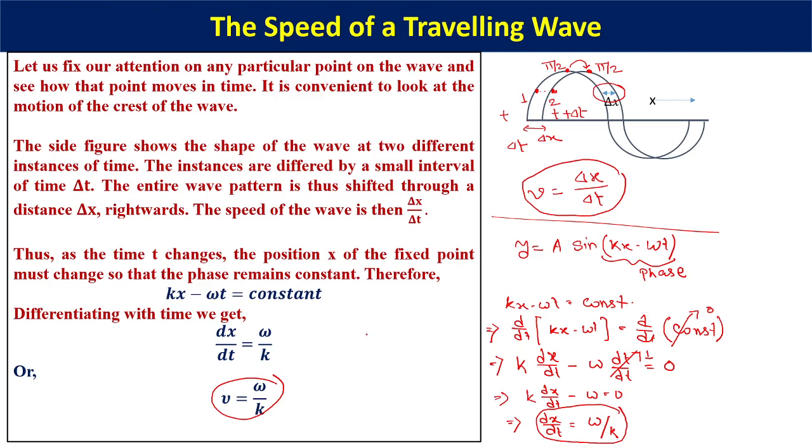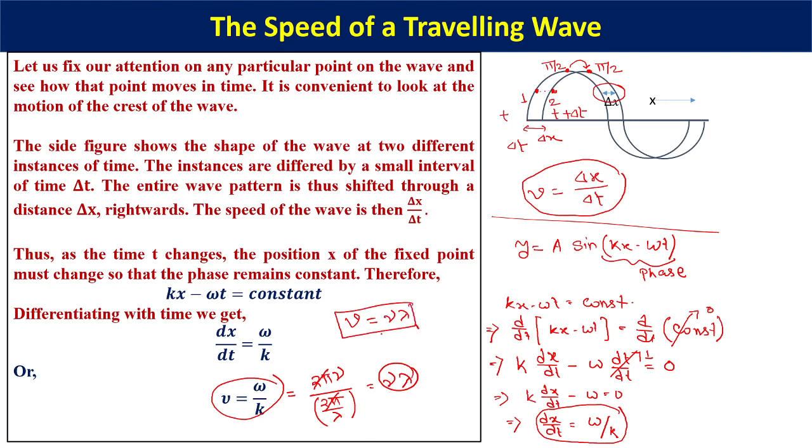In short, what is omega? Omega is equal to 2 pi nu, we already know that, and k is equal to 2 pi by lambda. So this 2 pi gets cancelled, lambda goes up and it becomes nu lambda. This is something we already got in class 10, that the velocity of a propagating wave is nothing but nu lambda.